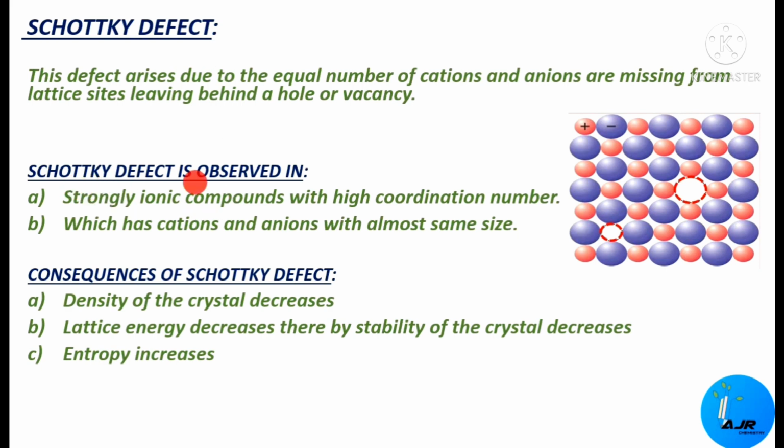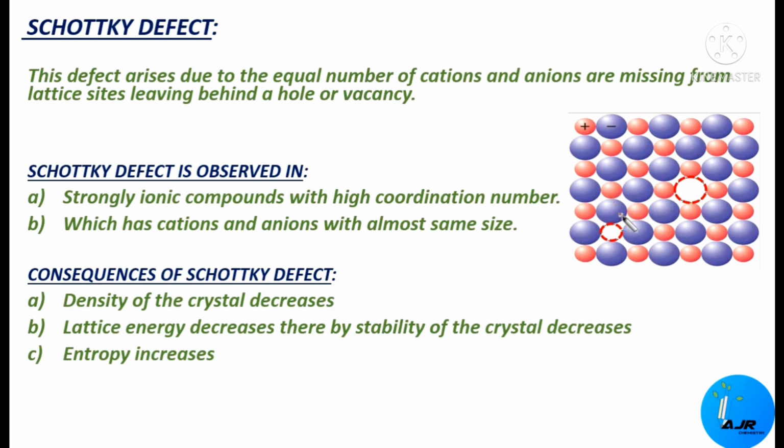In which places can we observe this Schottky defect? Schottky defect is observed in strongly ionic compounds with high coordination number. What do you mean by coordination number? It is the number of atoms nearest to an atom in the crystal. For example, if this is the cation, how many atoms are in contact with it? 1, 2, 3, 4. So the coordination number of this particular stoichiometric crystal is 4.